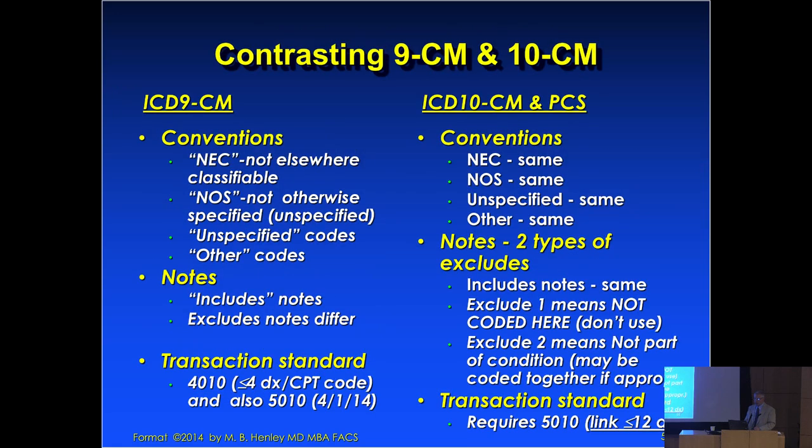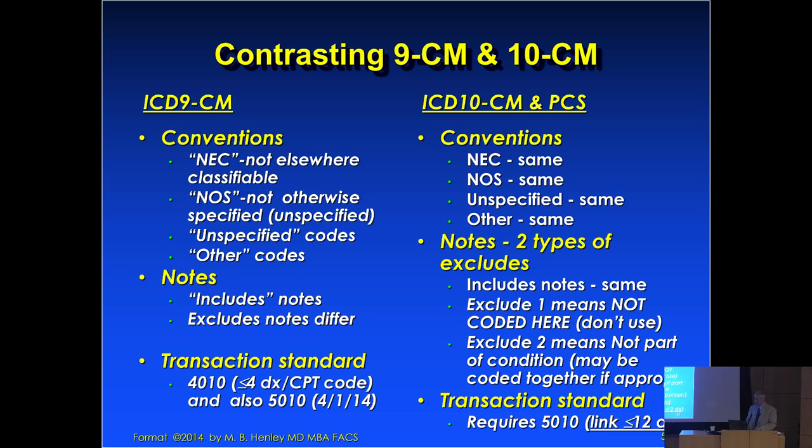Conventions are very similar in terms of not elsewhere classifiable or NEC and not otherwise specified, which means the physician did not specify laterality, for example, left and right, and may lead to a rejection or denial of your claim if you should know whether the injured limb was left or right. There are other codes as well.